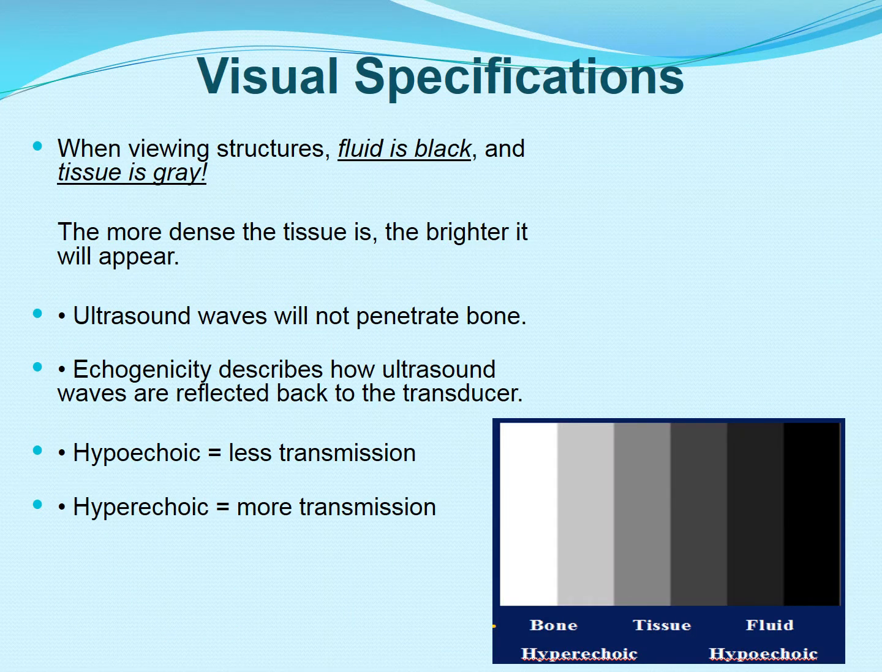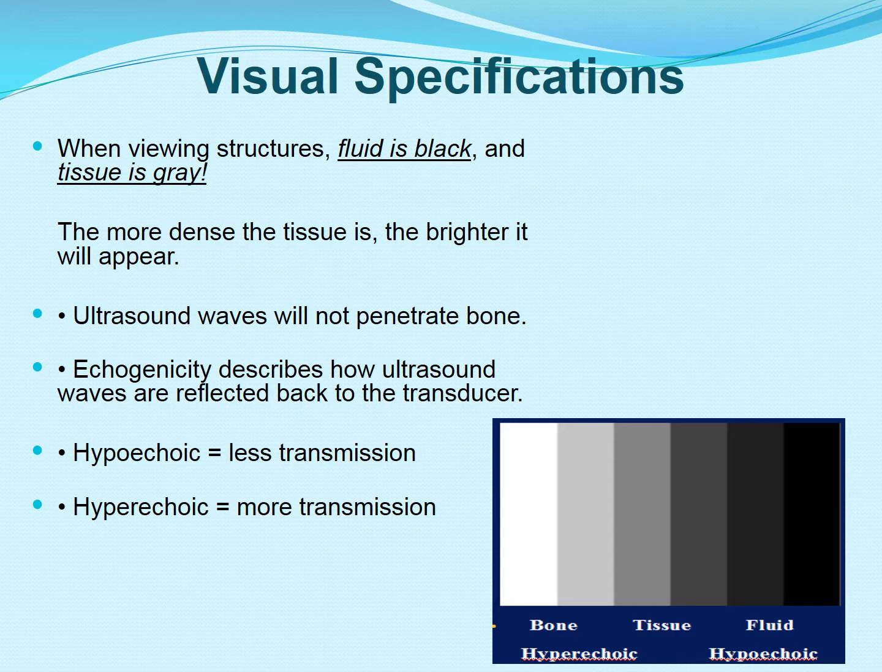Visual specifications. When viewing structures, fluid is black and tissue is gray. The more dense the tissue is, the brighter it will appear. Ultrasound waves will not penetrate bone. Echogenicity describes how ultrasound waves are reflected back to the transducer. Hyperechoic is more transmission. Hypoechoic is less transmission.